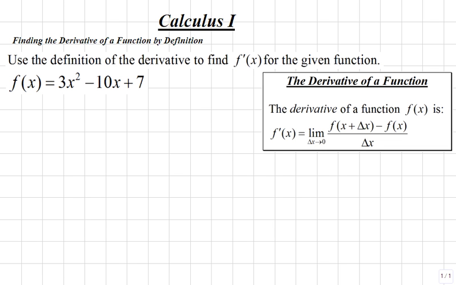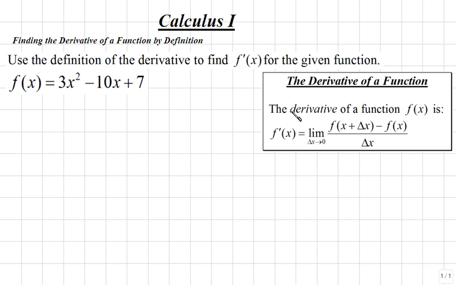Let's use the definition of the derivative to find f prime of x for the given function. We're given f of x equals 3x squared minus 10x plus 7. To find the derivative of this function using the definition of the derivative, we'll refer to the information on the right.